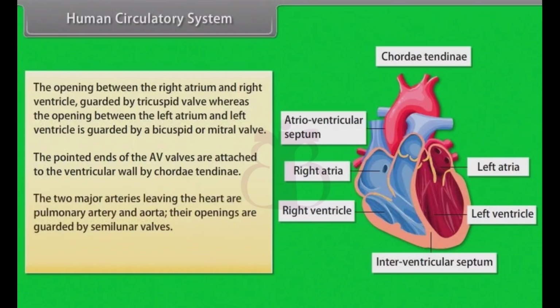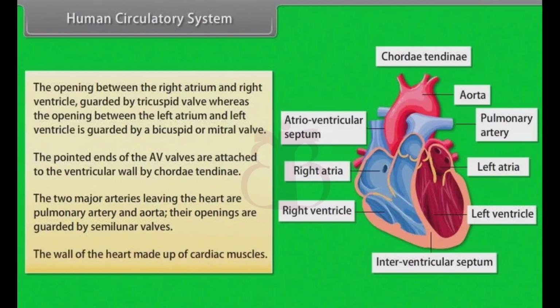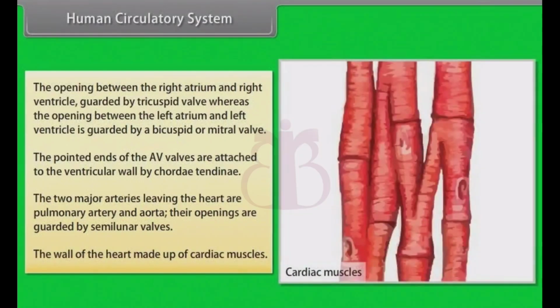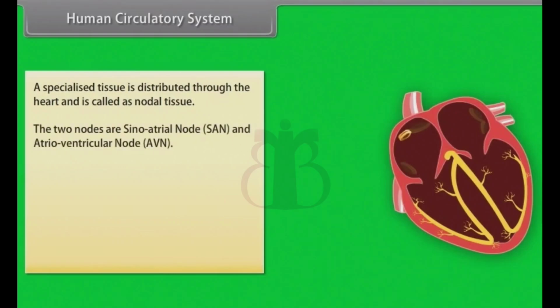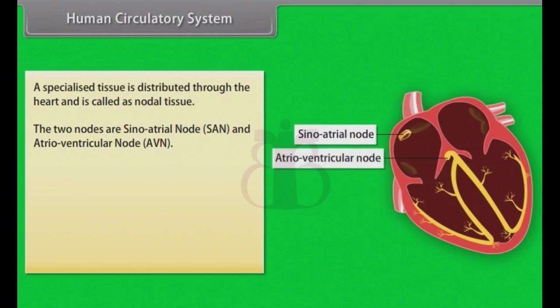The two major arteries leaving the heart are the pulmonary artery and aorta. Their openings are guarded by semilunar valves. The wall of the heart is made up of cardiac muscles. A specialized tissue is distributed through the heart and is called nodal tissue. The two nodes are the sinoatrial node and the atrioventricular node.